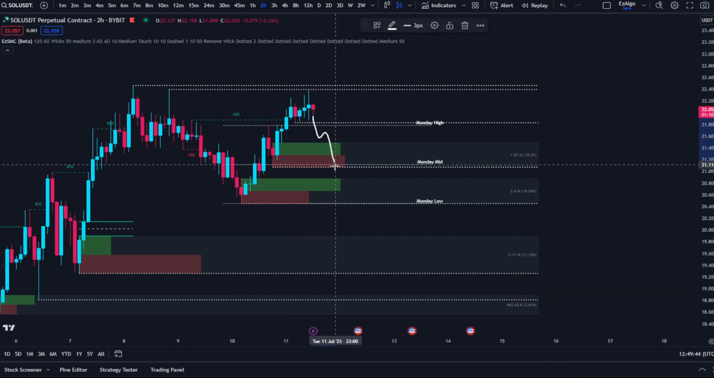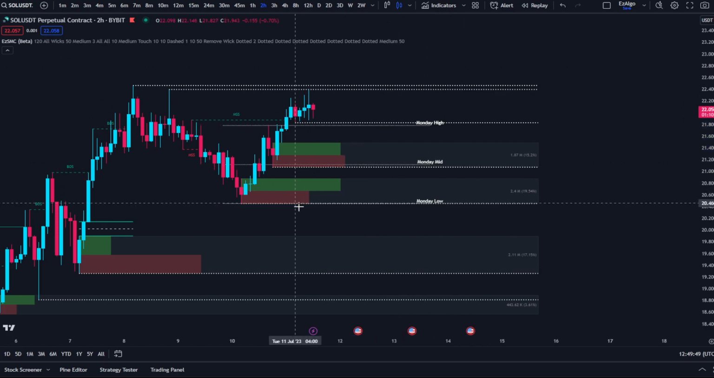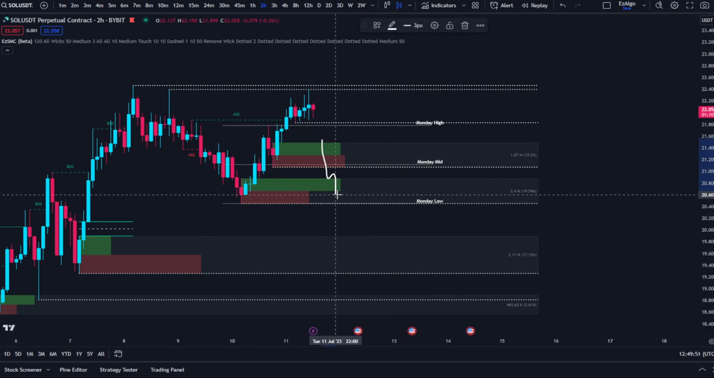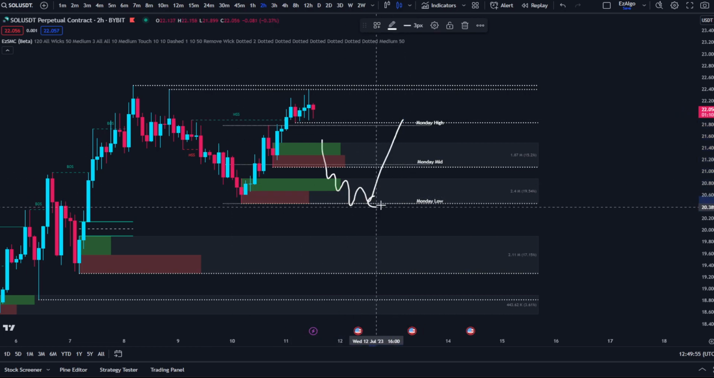So this would be a good level to look for a long position on a lower time frame, and obviously the Monday low as well. So if we were to see some sort of swing fail of the Monday low and then a reclaim into this order block, that would be my long trigger.